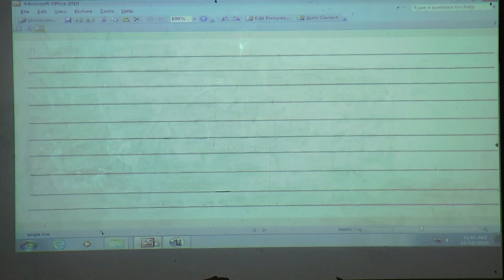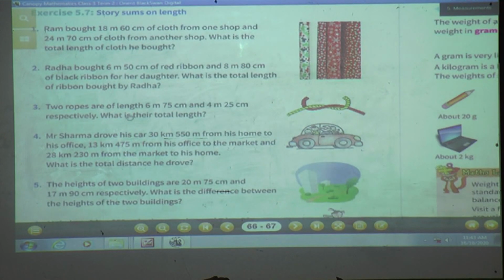Now see the third question. Read the question. Two ropes are of length 6 meter 75 centimeter and 4 meter 25 centimeter respectively. What is their total length? See here what that given us. What is the question? Two ropes are of length 6 meter and 75 centimeter and 4 meter and 25 centimeter respectively. What is their total length?